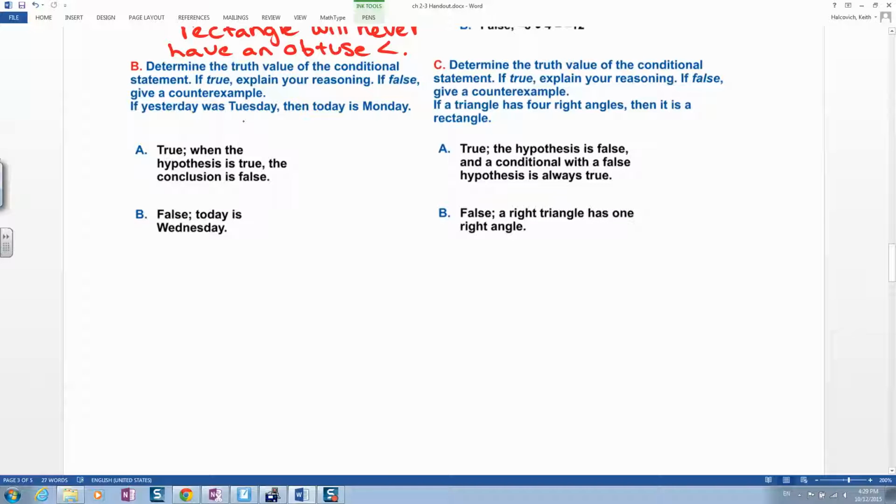All right, if yesterday was Tuesday, then today is Monday. That is false. If yesterday was Tuesday, then today is Wednesday. If a triangle has 4 right angles, then it is a rectangle. That is true, because the hypothesis is false. So a conditional with a false hypothesis is always true.